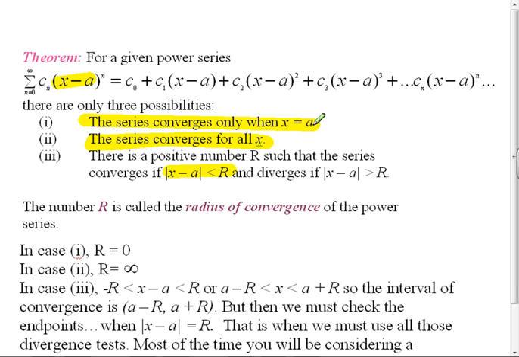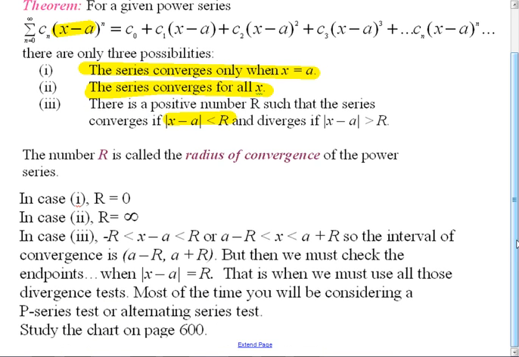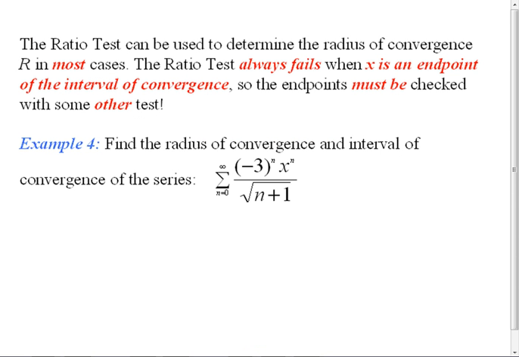So the radius of convergence, in this case, is 0 if it only converges at a point. If it converges everywhere, the radius of convergence is infinity. And if you have the interval where the absolute value is less than r, then the radius of convergence is just the r. There's your interval of convergence, and there's the radius of convergence. So let's try another one.